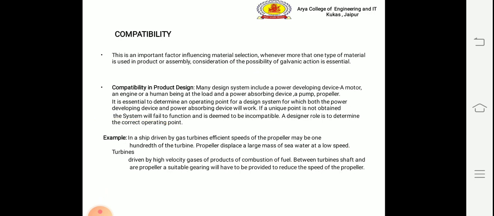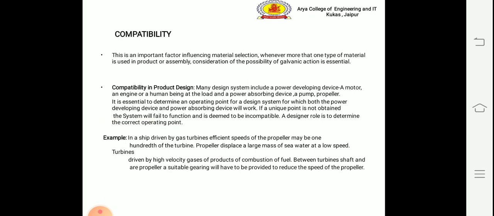Now, what is compatibility? This is an important factor influencing material selection whenever more than one type of material is used in a product or assembly. Consideration of the possibility of galvanic action is essential.